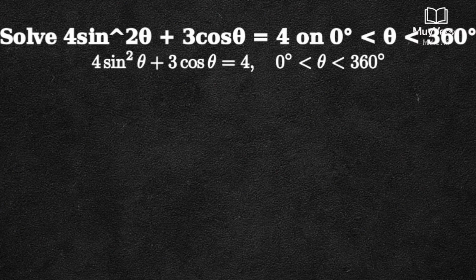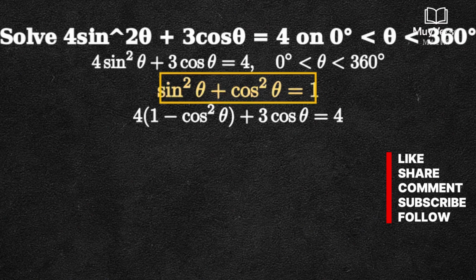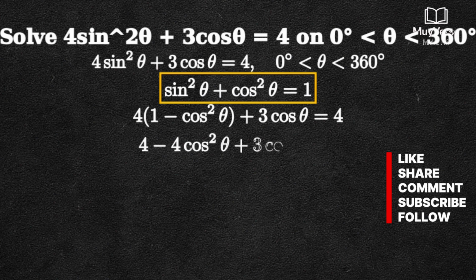Step 2. Replace sine squared theta by 1 minus cosine squared theta. Show the Pythagorean identity. Now substitute and expand. Distribute the 4. Then collect like terms to set the equation to 0. After distributing, after moving everything to one side.